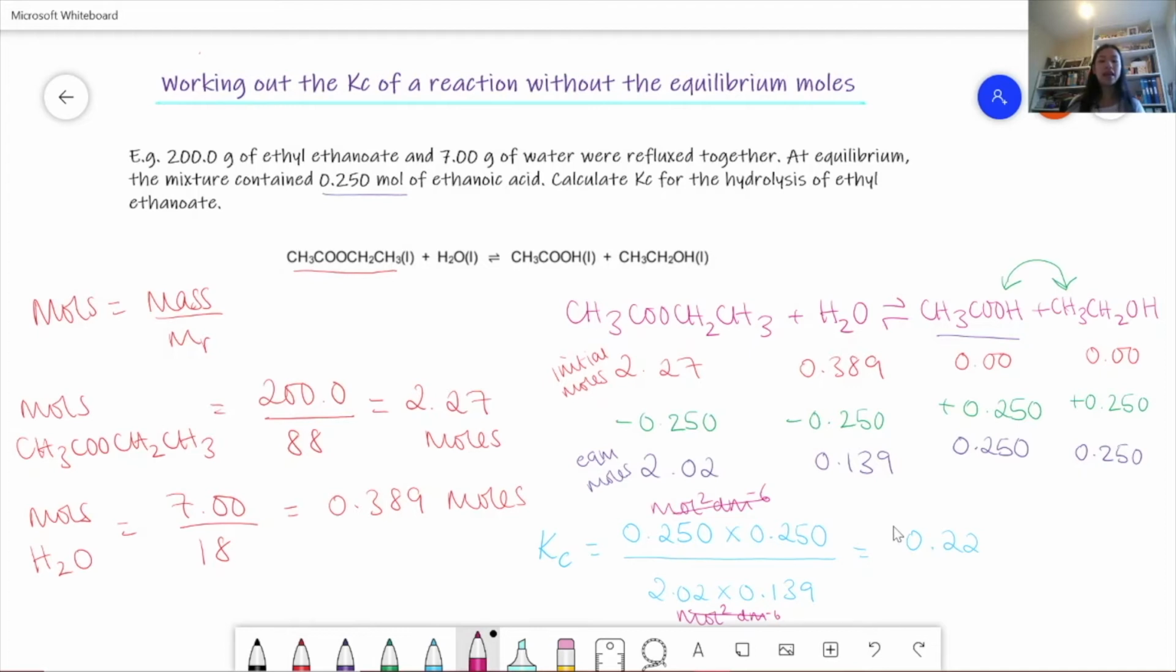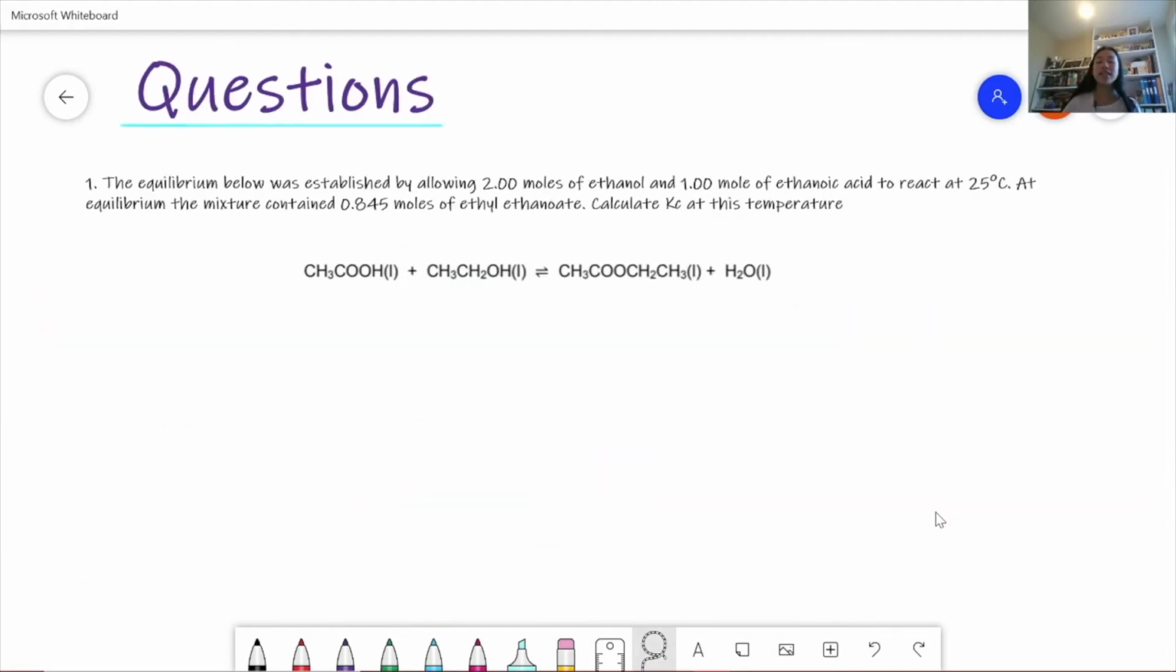And another thing is that the Kc can be calculated using just the moles because the volumes will be the same, because we work out concentration equals moles over volume. So if we're using the same volume, then all the volumes actually cancel out, because we'll have mole squared over volume squared over mole squared over volume squared. So these two volume squared, if they're the same value, they'll just cancel out. So actually using just the moles for this Kc will be fine. So now we're going to look at some questions.